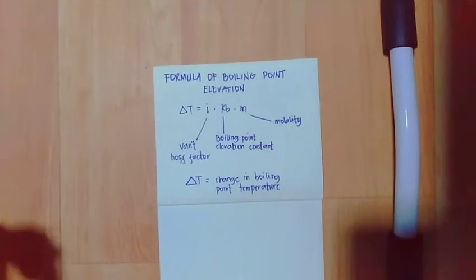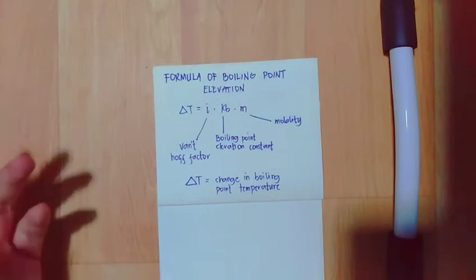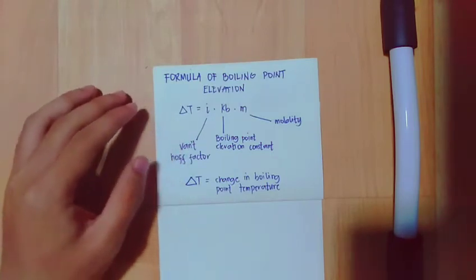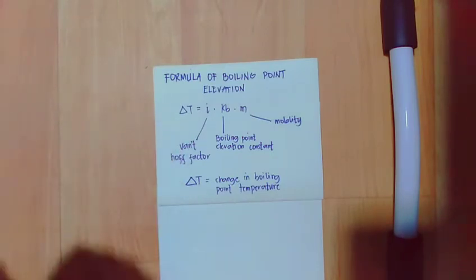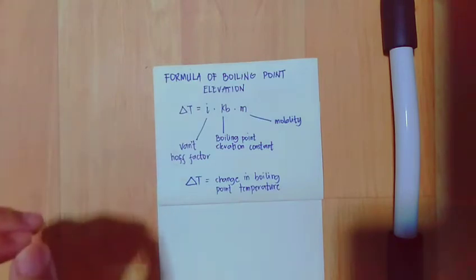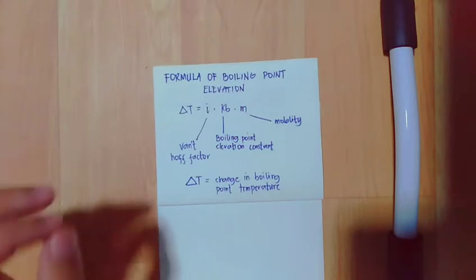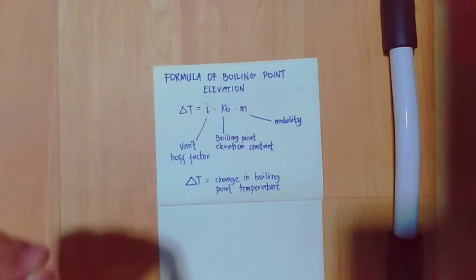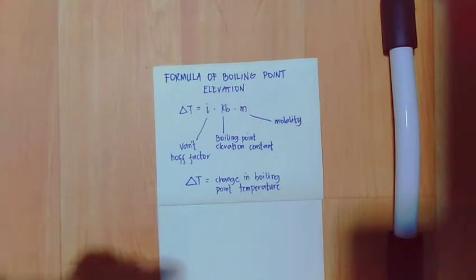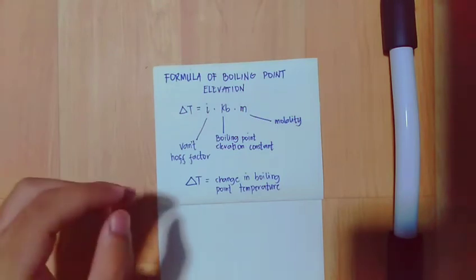So let's proceed with the boiling point elevation. In this boiling point elevation, this is the formula: delta T is equal to i times Kb times m, where i is the van't Hoff factor, Kb is the boiling point elevation constant, and m is the molality. Delta T is the change in boiling point temperature.